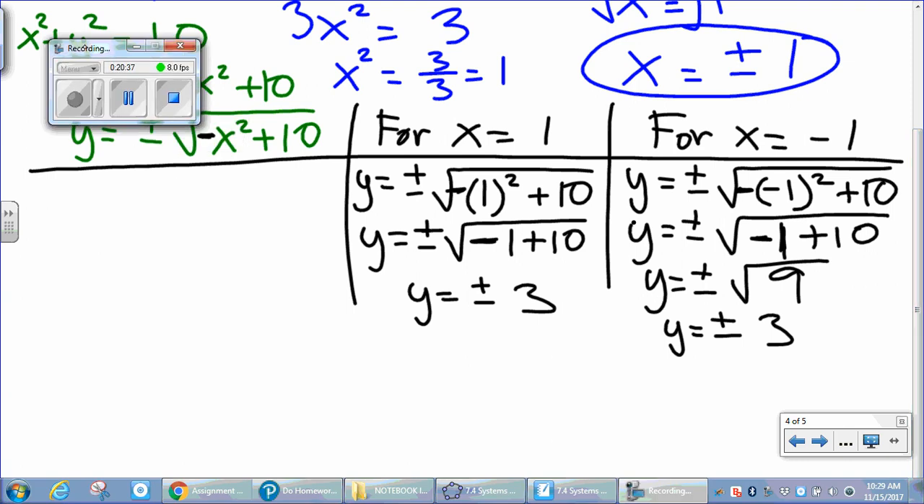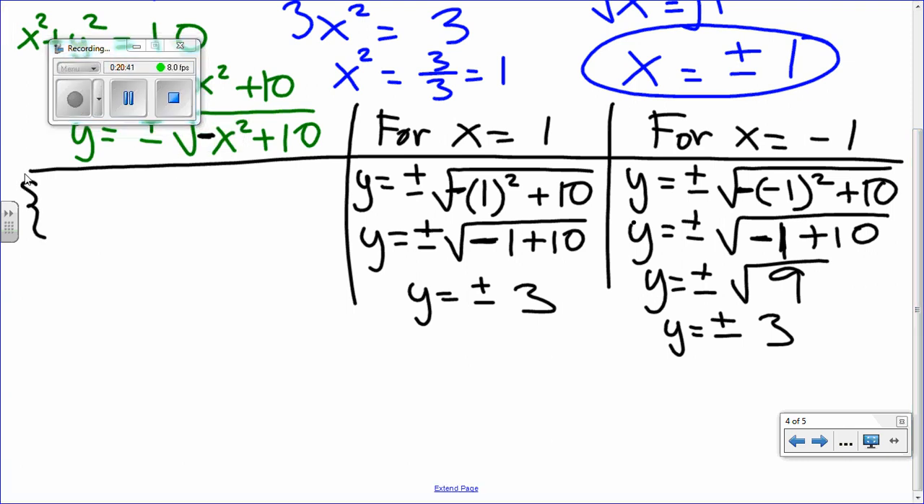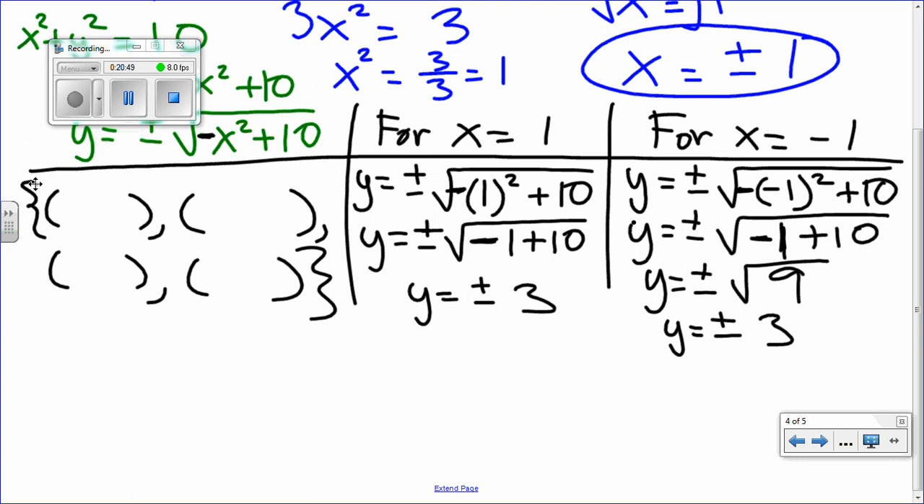Okay, but we got that with both values for x. So we're going to have 4 ordered pairs. Okay, so write down those combinations while I get the graph.